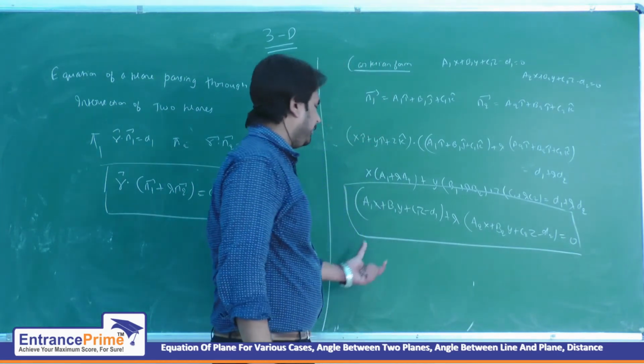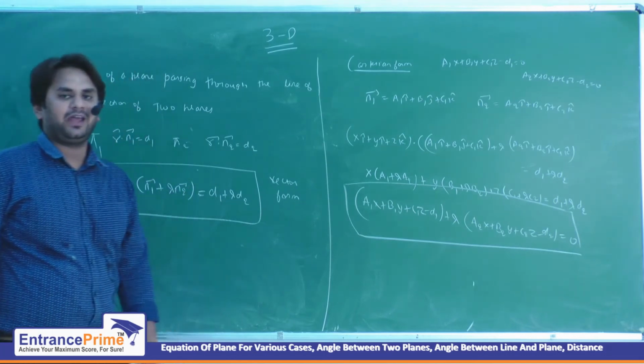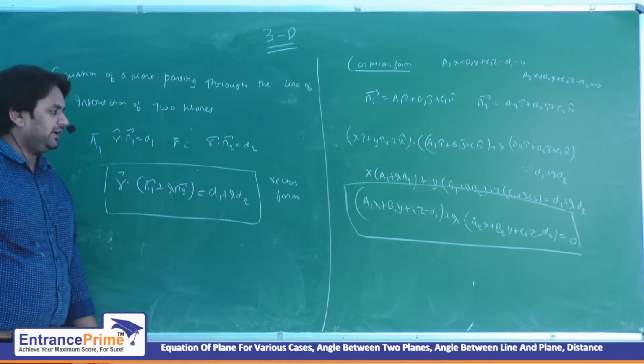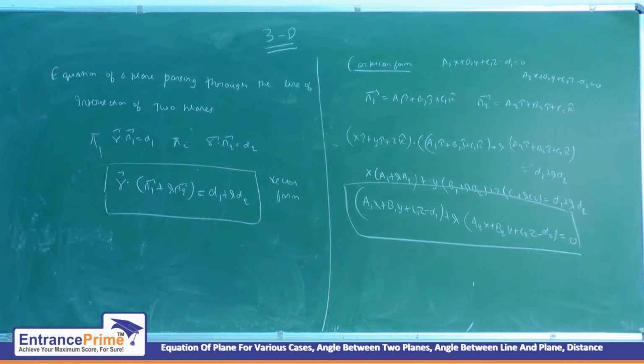So it is given by plane 1 plus lambda times plane 2 equals 0. It is a similar case as we have studied in coordinate geometry. This is the vector form and that one is the Cartesian form. Okay, note it down.